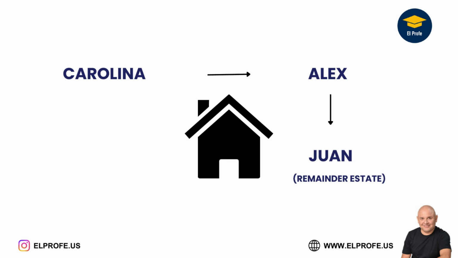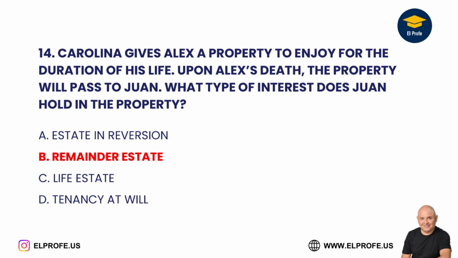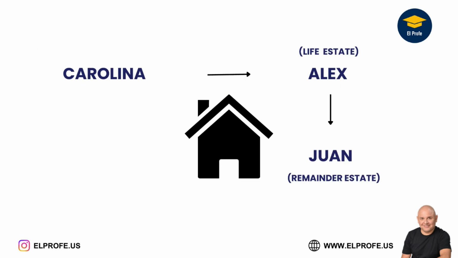That means Juan holds a remainder estate. That's the term you'll see on the exam, remainder estate. And what does Alex have? Alex holds a life estate because his ownership lasts only for his lifetime.